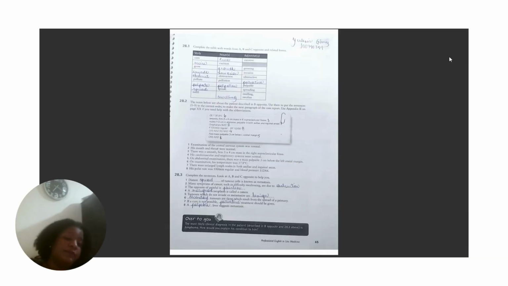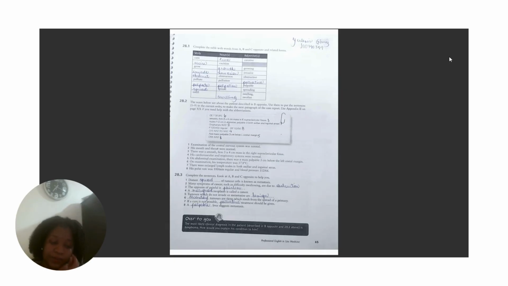Okay. Exercises 28.1. Complete the table with words from A, B, and C opposite unrelated forms. We've got the verb, the noun, and the adjectives. We've got curative, size, excision, growth, growing. Invade, invasion, and invasive. Obstruction, and obstructive. Palliate, palliation, and palliative. Palpate, palpation, palpable. Spread, and spreading.